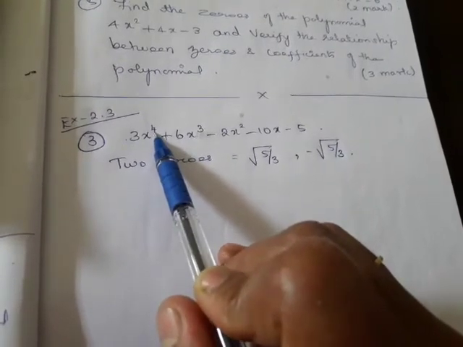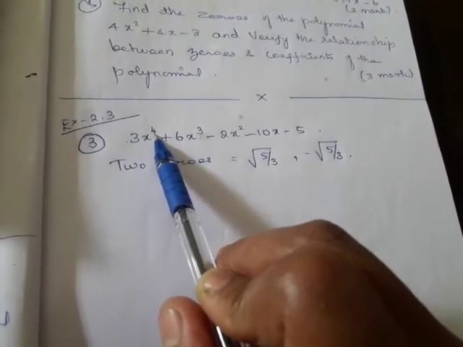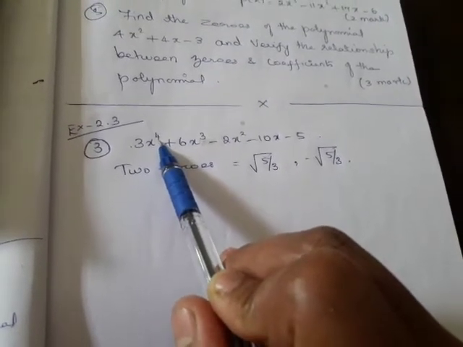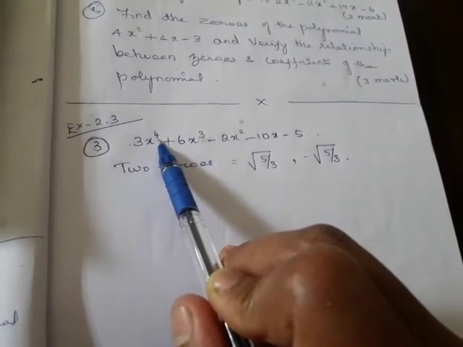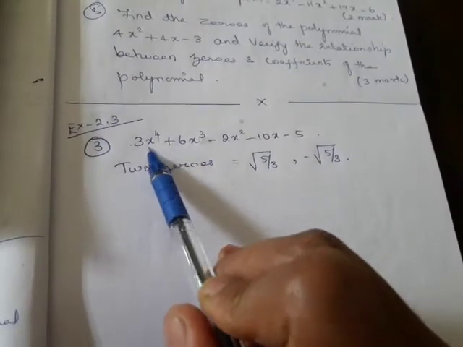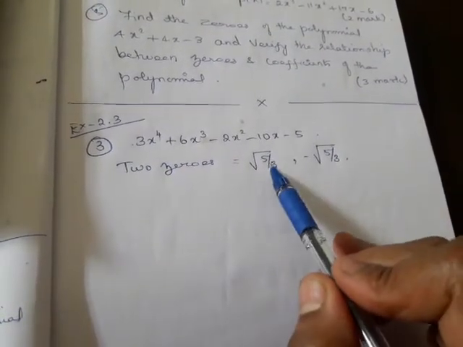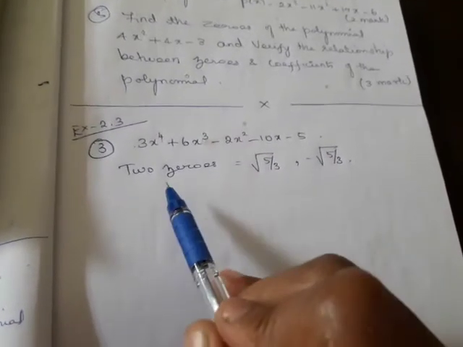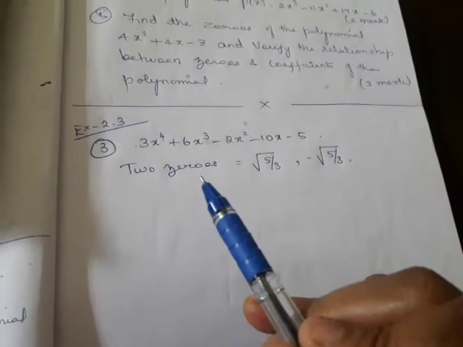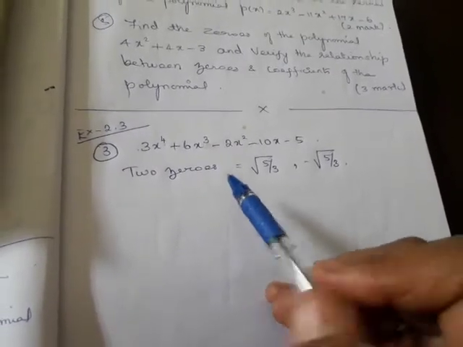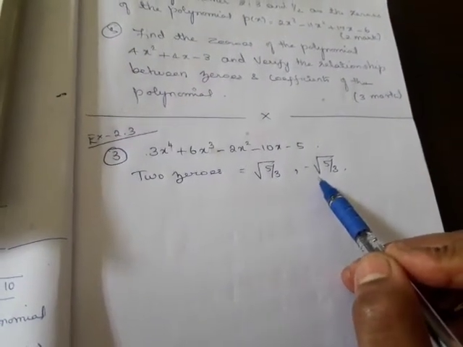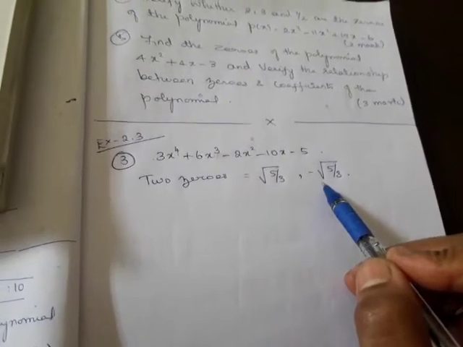So, it can have at most 4 zeros. At most means maximum it can have 4 zeros. So, here in this question they have given you a fourth degree polynomial and they have given 2 zeros. They asked you to obtain the remaining zeros. How can you obtain the remaining zeros? First of all, how many remaining zeros will be there? This polynomial will have 4 zeros. Out of 4 zeros they have given you 2 zeros. So, we need to find the remaining 2 zeros, right.